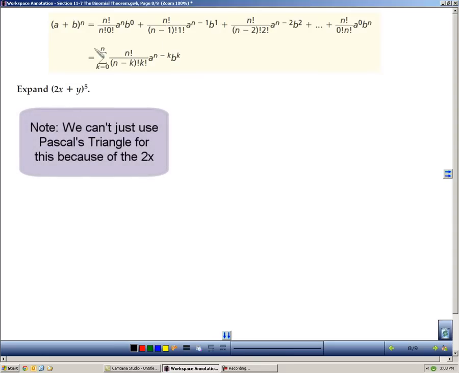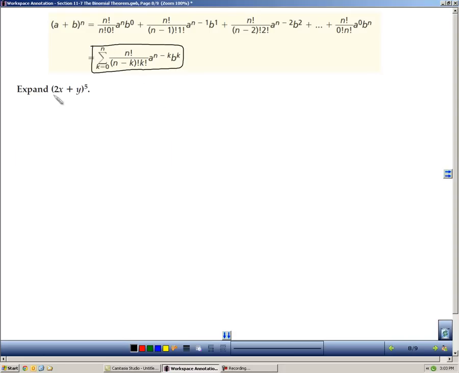So I'm going to use this one right here. I'm going to use the sigma notation, and this is my binomial. So my n is 5. It's going to go from 0 to 5. And I start by taking my n with a factorial. So I'm going to do 5 factorial over n, which is 5, minus k. Since my k starts out being a 0, this will be 5 factorial, 0 factorial, times the letter a.